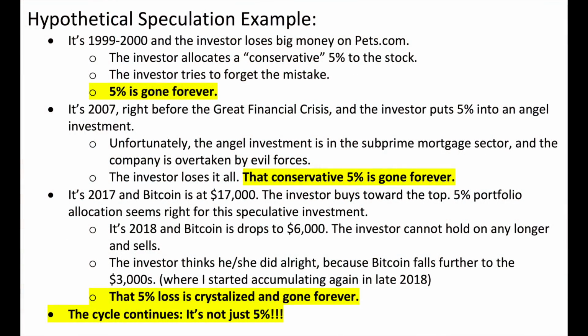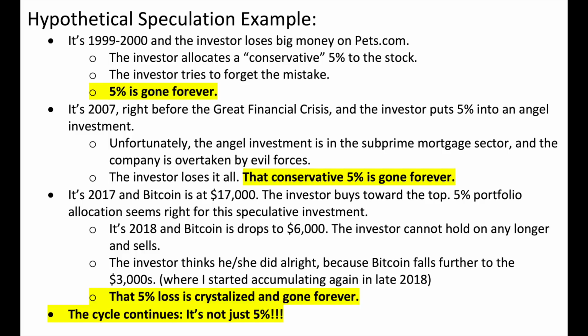And so next, it's 2017. A lot of time has passed and that investor forgot all about his or her prior losses. Bitcoin is at $17,000. It keeps on going up. The investor says, I have 5% of my portfolio for speculation. And so the investor allocates 5% to Bitcoin in 2017 at 17,000. And the investor feels good because it went up even higher from there.